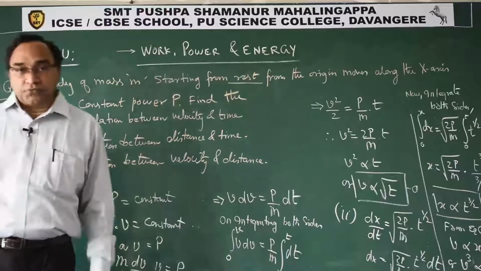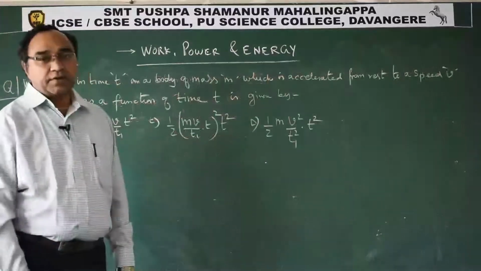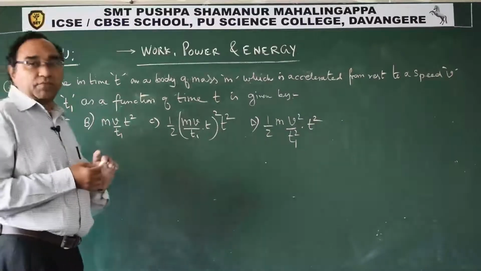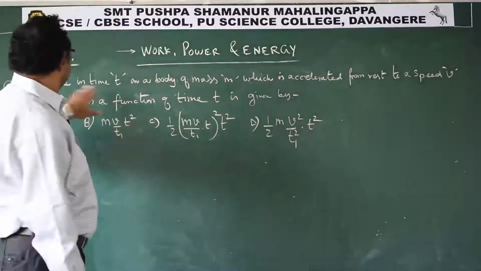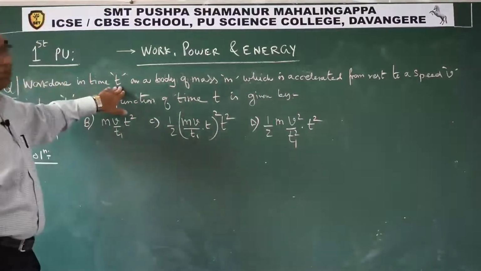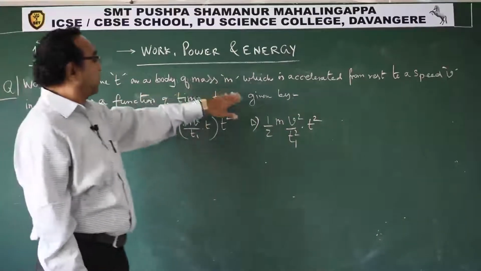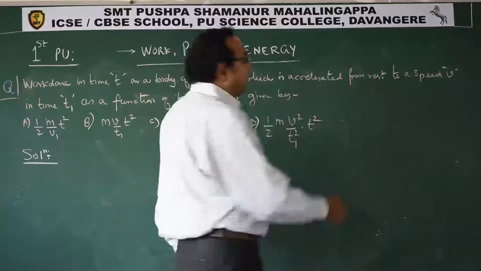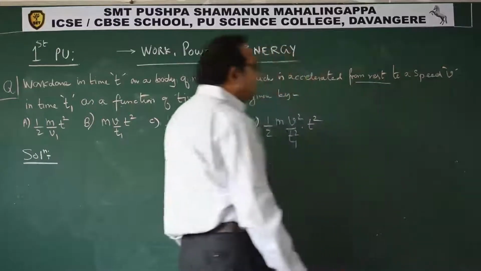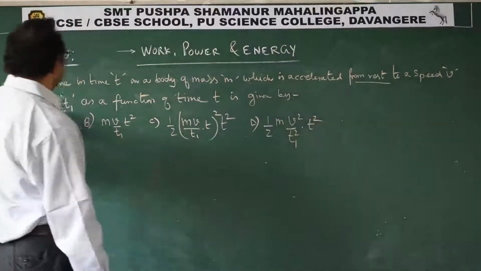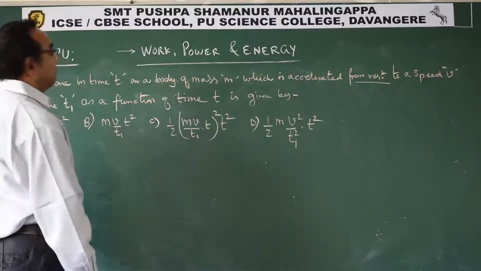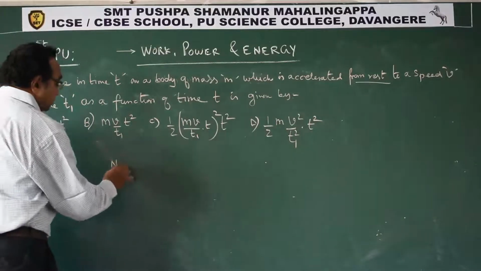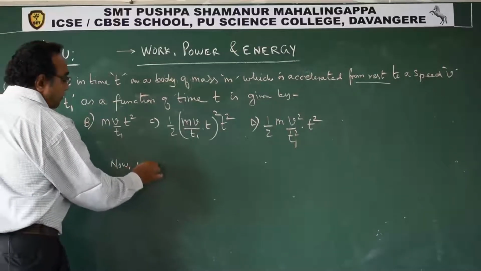Now let us take the next question. Well students, let us take this numerical. This question is also important from the entrance point of view. Work done in time t on a body of mass m which is accelerated from rest to a speed v in time t1, as a function of time. Work done. Now, work done is what?